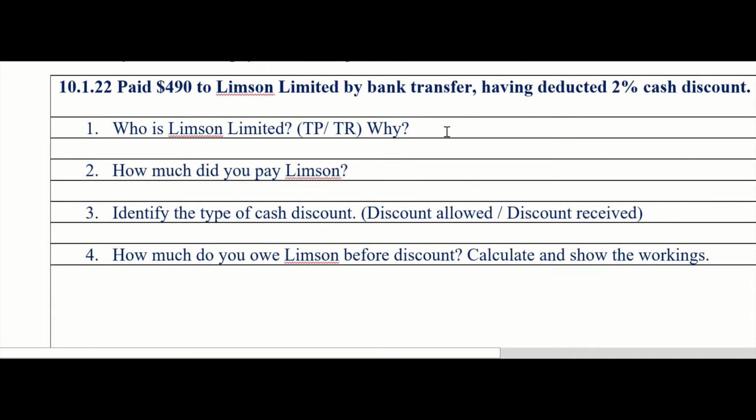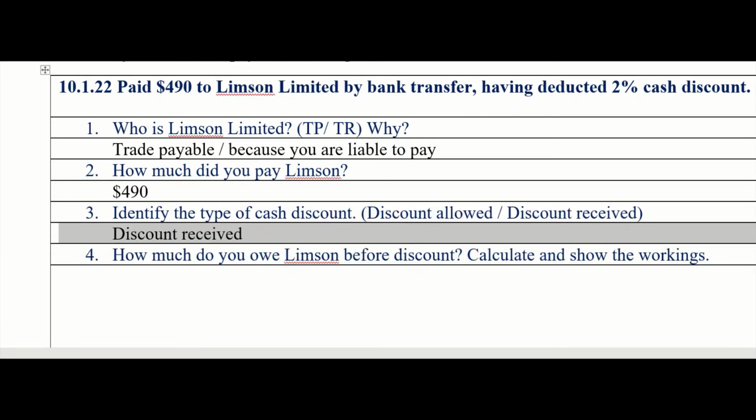So let's have an understanding of who is Limson in this transaction. Limson is a trade payable because you are liable to pay to Limson. How much did you pay Limson? The amount you paid to Limson was $490. Identify the type of cash discount. Is it discount allowed or discount received? Here you're receiving a discount from Limson. Therefore, it's discount received.